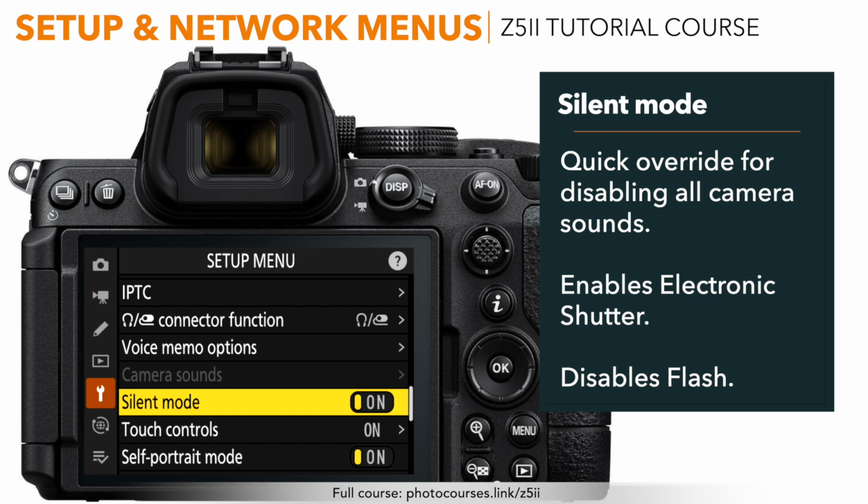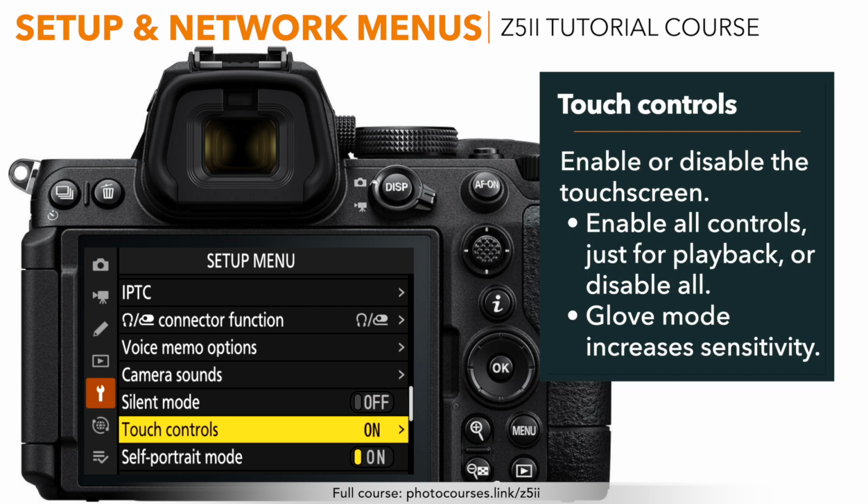However, there are a lot of limitations to silent mode. Long exposure noise reduction and flicker reduction are disabled. For example, frame rates might drop, and the electronic shutter itself has several disadvantages that you can read about in an article linked in the lesson notes. So really only turn this on if you need that electronic shutter and be aware of those limitations.